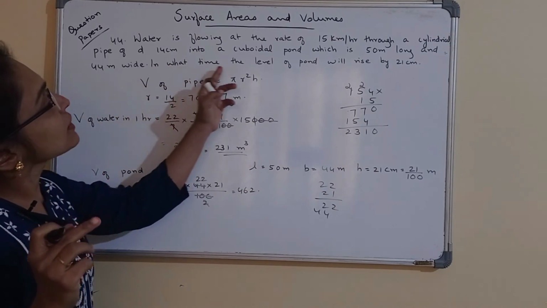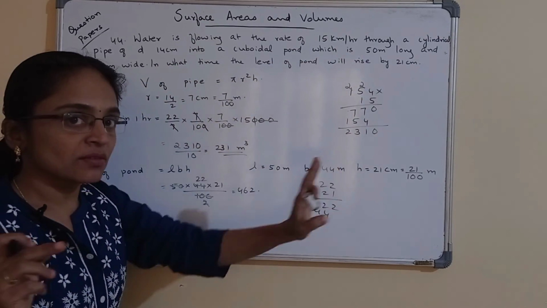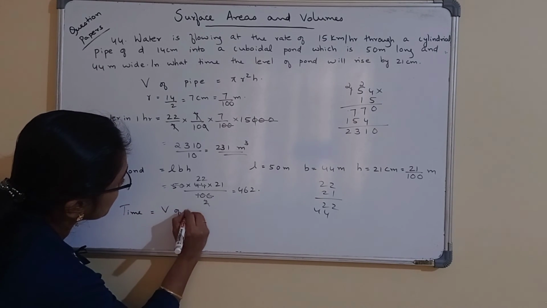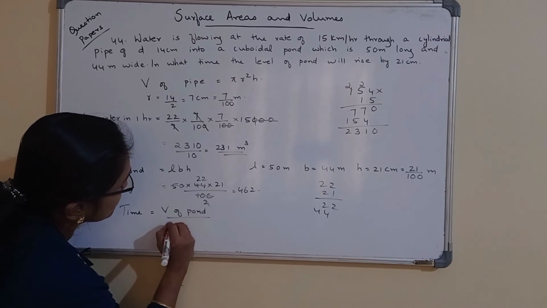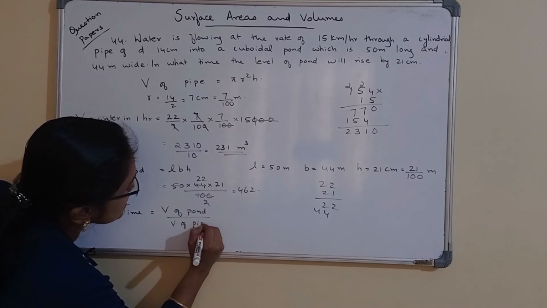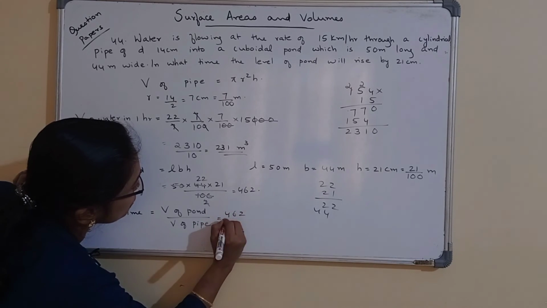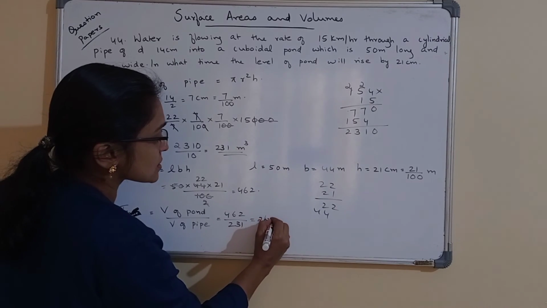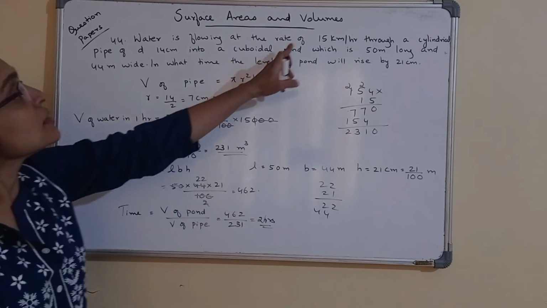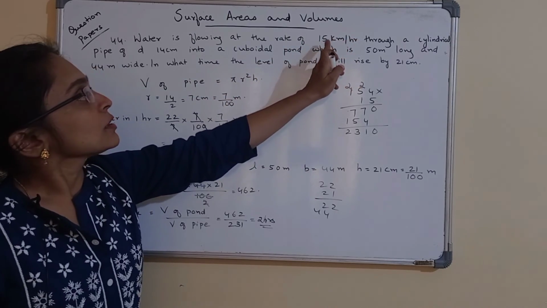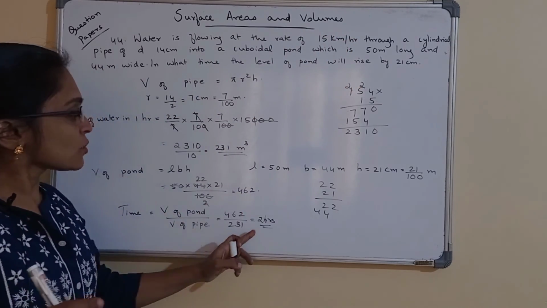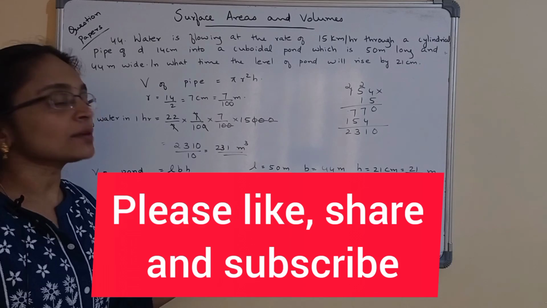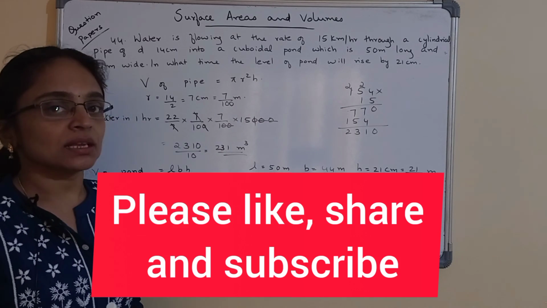Now, what is the time taken for the level of the pond to rise by 21 centimeter? Time is equal to volume of pond by volume of pipe, right? So, it is equal to 462 by 231, which is equal to 2 hours. We have taken it in hours. That is, in 1 hour it is flowing 15 kilometers. So we have taken it in hours, so time also we will get in hours. That is, it will take 2 hours to rise by 21 centimeter. Okay.